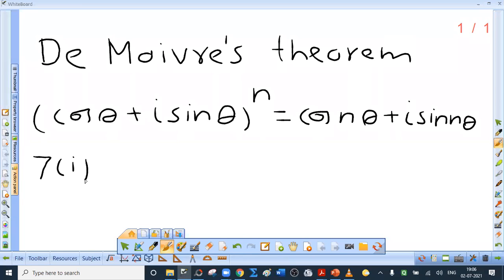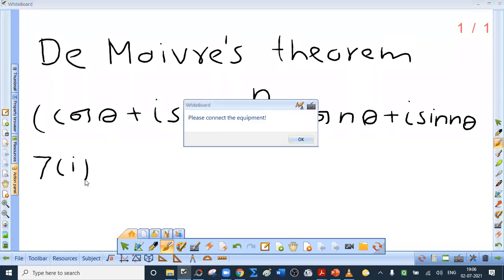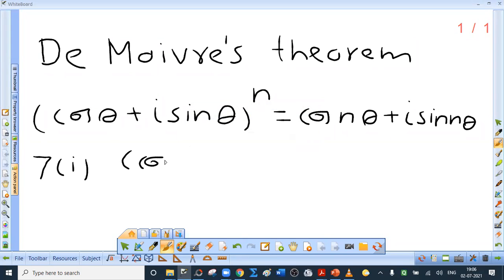Now, sum number 7, first part. Use De Moivre's theorem and simplify the following. Okay. So, write down cos 2 theta plus i sin 2 theta. Please do not read this as cos into 2 theta. This is not multiplication of cos and 2 theta. This is actually cosine ratio of angle 2 theta. In short, we read this as cos 2 theta.